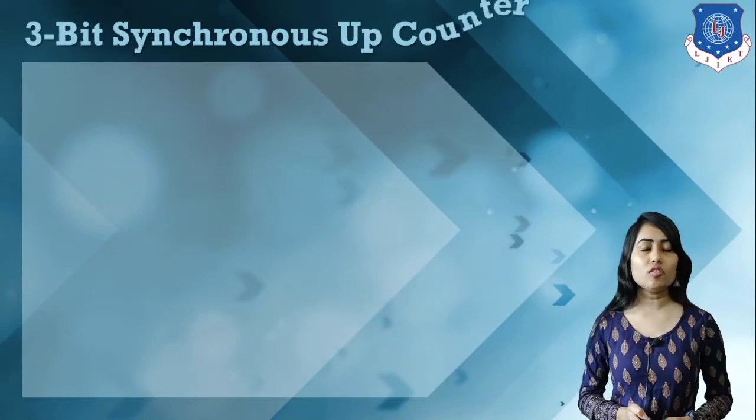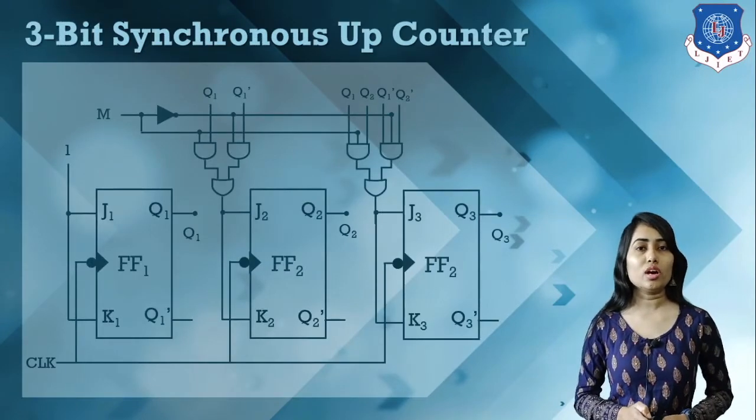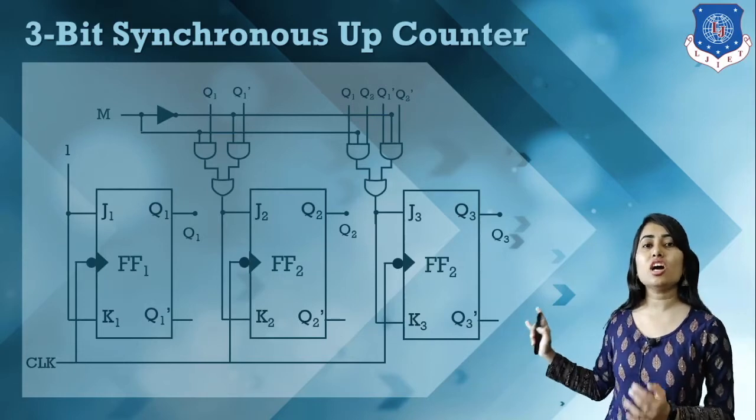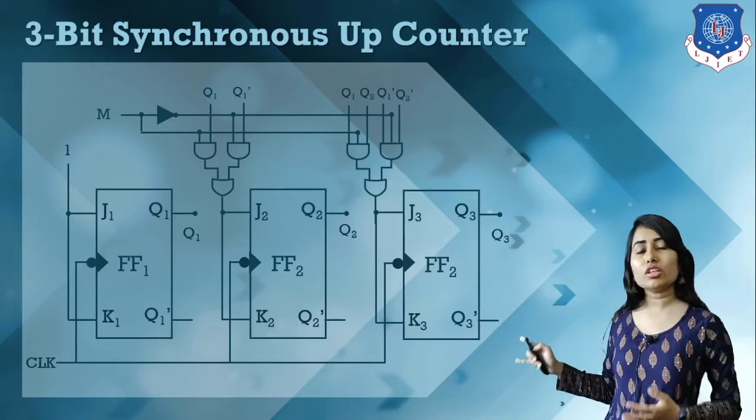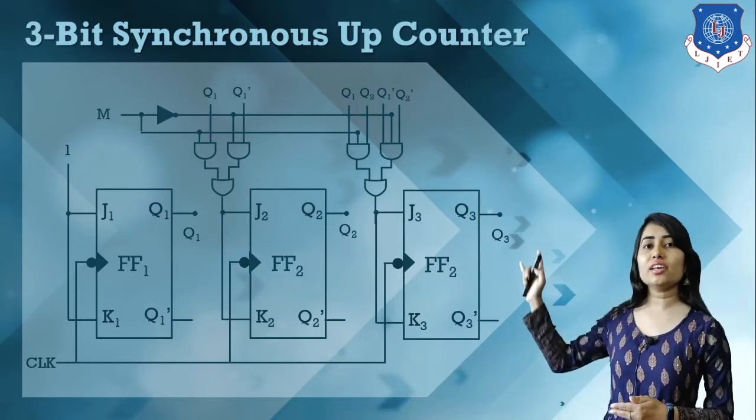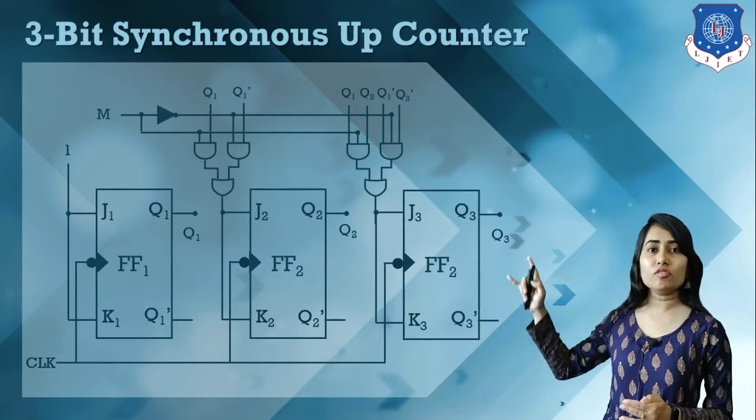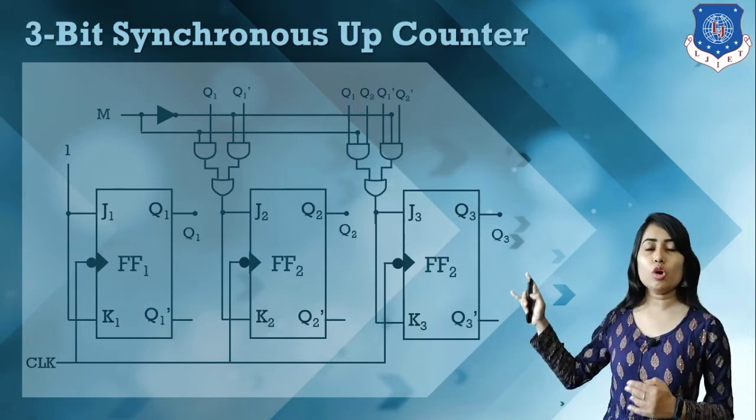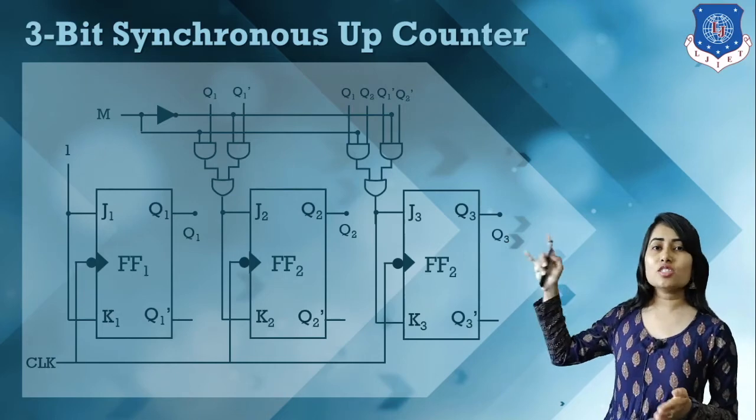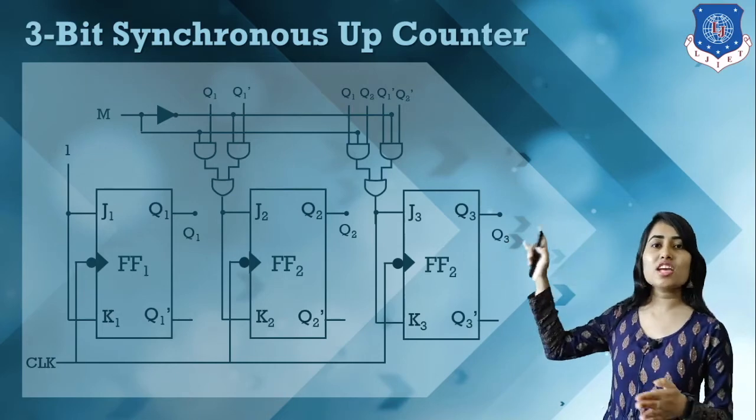So here we have a logical diagram of a 3-bit synchronous up and down counter. Here we have 3 flip-flops which have the same external clock signal. Here we have 1 mode signal which is denoted as M, and it basically has 2 lines, M dash and M.